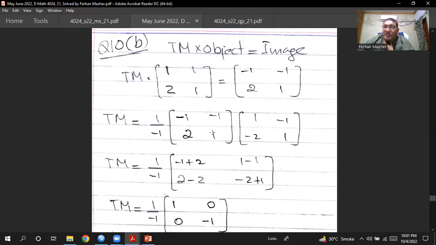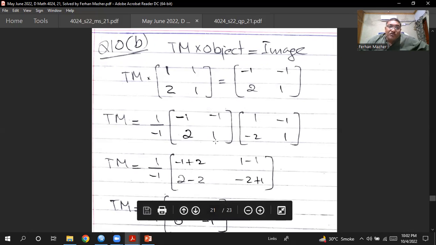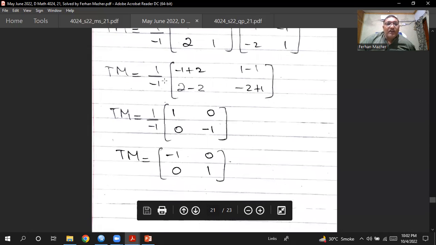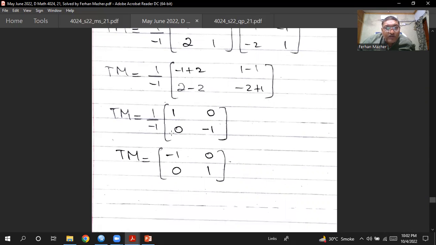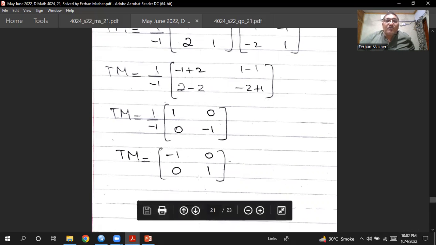Now this row's turn to multiply. So this row will multiply with the first column, then this row will multiply with the second column. So 2 multiplied with the 1 is 2, minus 2, and minus 2, and plus 1. So it will be 1 and 0, 0 and minus 1. When you divide all of them by the minus 1, you get minus 1, 0, 0, minus 1.